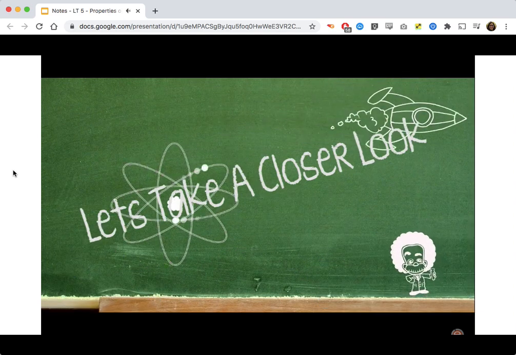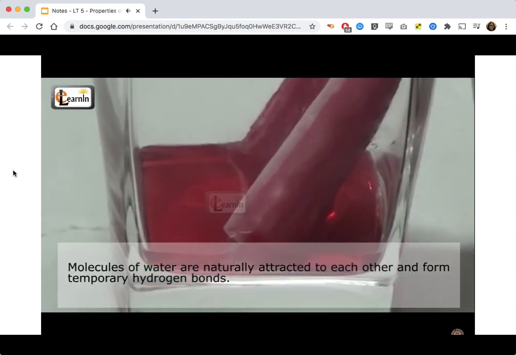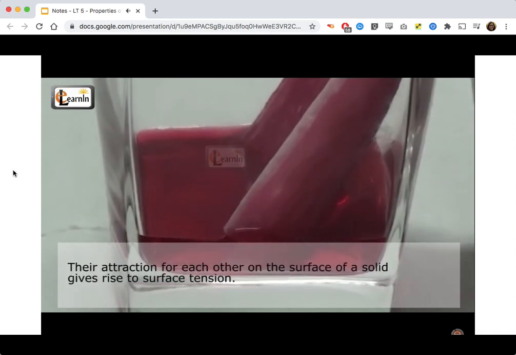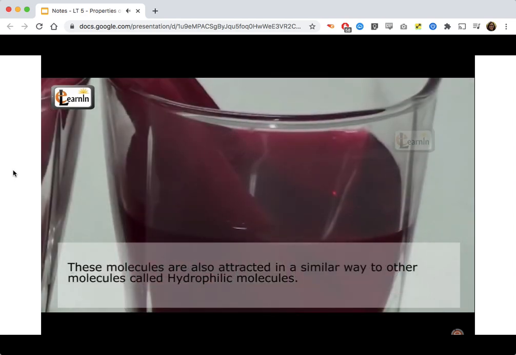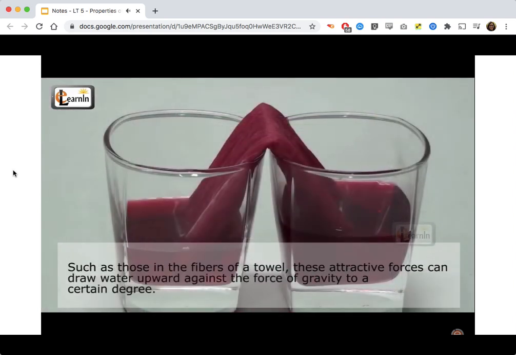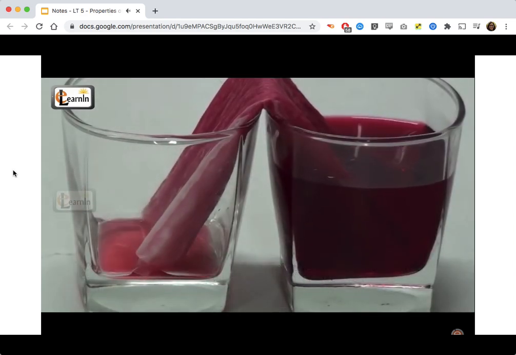Now let's take a closer look. Molecules of water are naturally attracted to each other and form temporary hydrogen bonds with each other. Their attraction for each other on the surface of a solid gives rise to surface tension. These molecules are also attracted in a similar way to other molecules called hydrophilic molecules, such as those in the fibers of a towel. These attractive forces can draw water upward against the force of gravity to a certain degree, which explains the transfer of water into the empty glass.